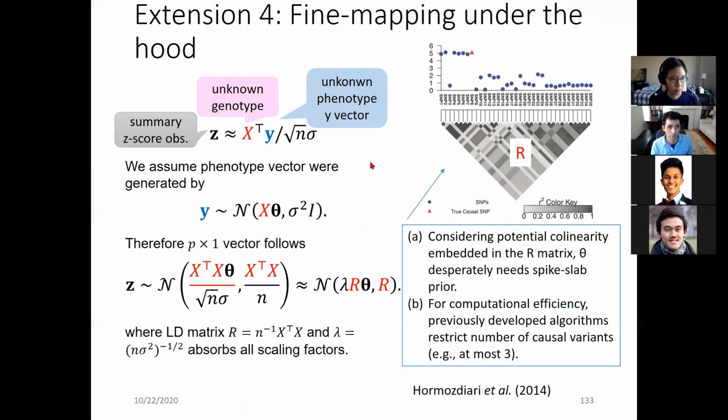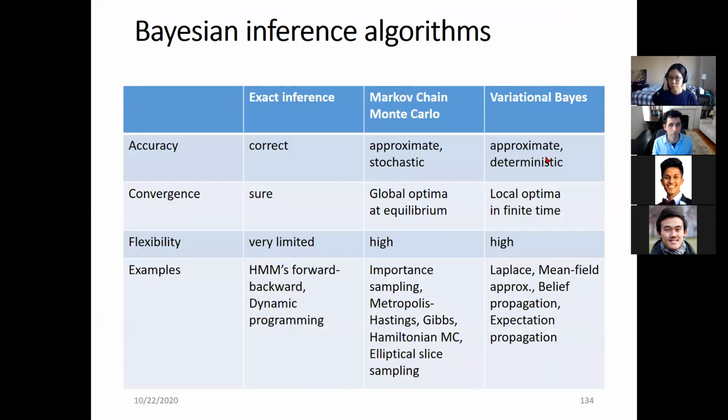p-values that result. So you can basically do this fine mapping under the hood by basically using these summary z-scores, an unknown genotype and an unknown phenotype vector, and then assuming that the phenotype vector was generated according to this distribution, which basically should follow this, and then considering the potential collinearity embedded in this R matrix, and then using this spike slab prior. And for computational efficiency, you can basically restrict the number of causal variants to, for example, not more than 3.